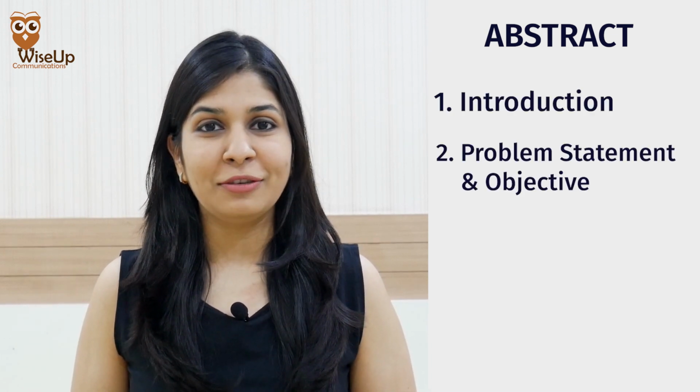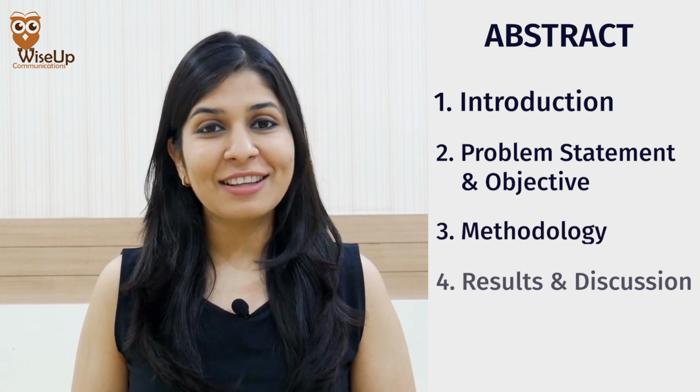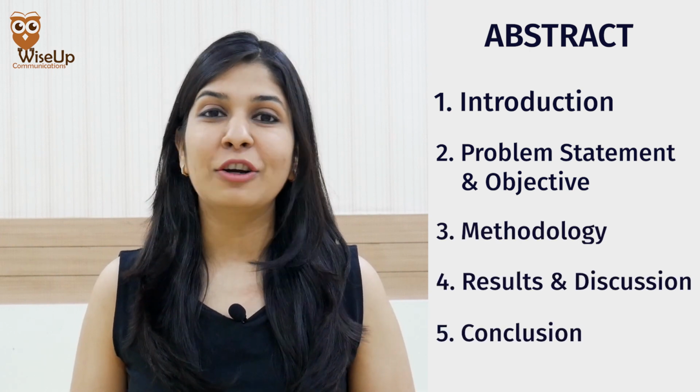For those of you who aren't much familiar, an abstract is a summary of your entire research article, and it usually consists of 5 components. They are introduction, problem statement and objective, methodology, results and discussion, and finally the conclusion.